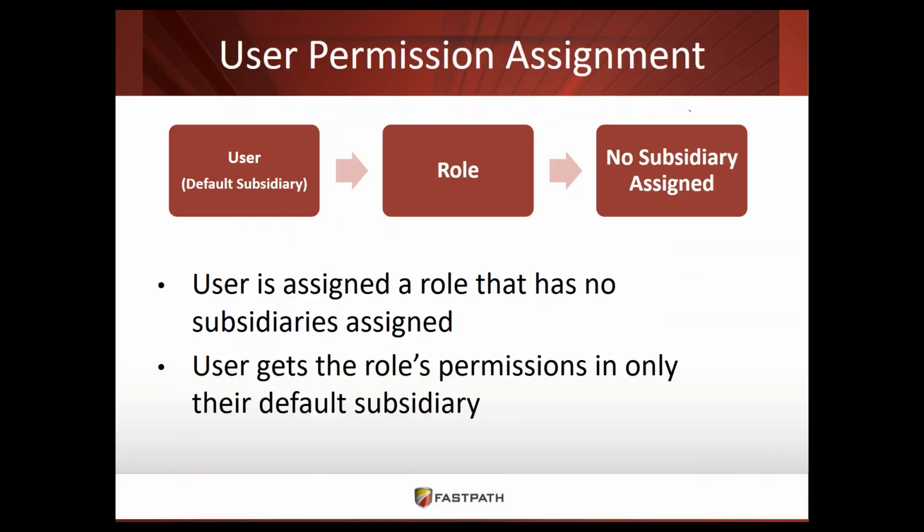So now we've got those roles set up, we've got the permissions assigned to those roles. How do those permissions actually get assigned to users? There's 2 scenarios here. If we assign a role to a user and that role does not have any subsidiaries assigned, at that point the user is going to get the role's permissions only in their default subsidiary, which is set on the employee record.